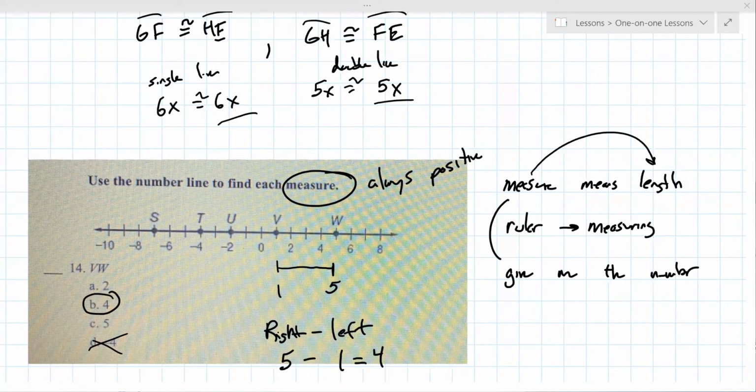Anything unclear about that? No. Okay, I'm going to go to 15.